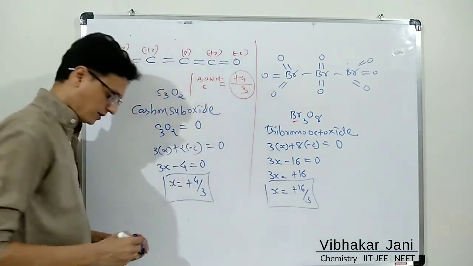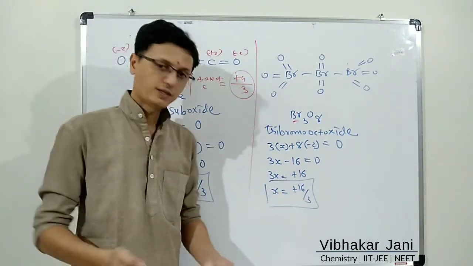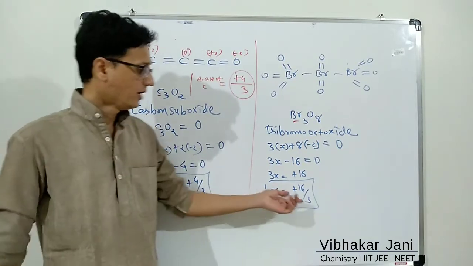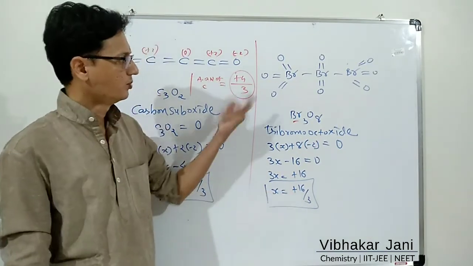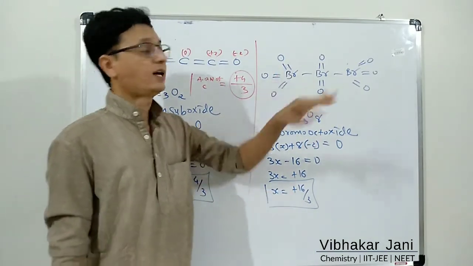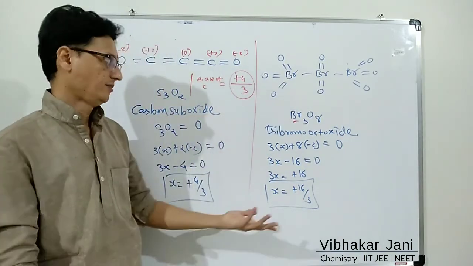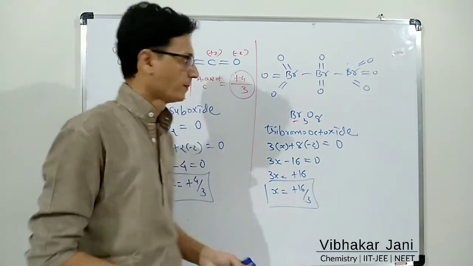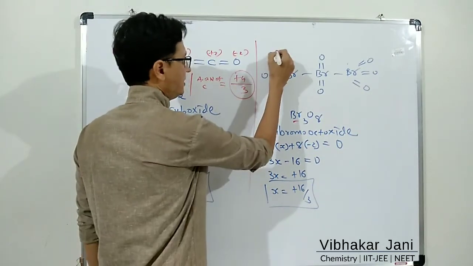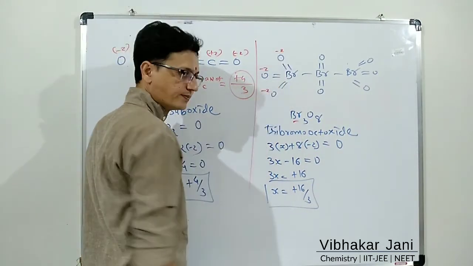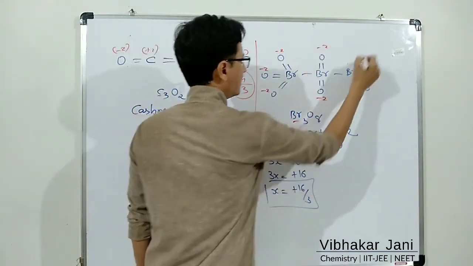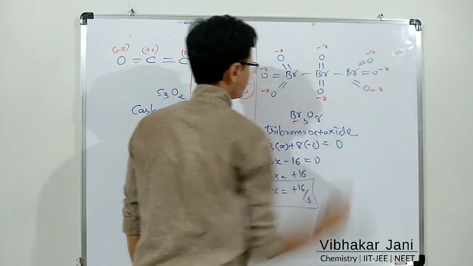Now this is also a fractional number, so obviously it is an average oxidation number of bromine. So all bromine are not having the same oxidation state. They are having different ones. Now let us count. All oxygens are in minus 2.